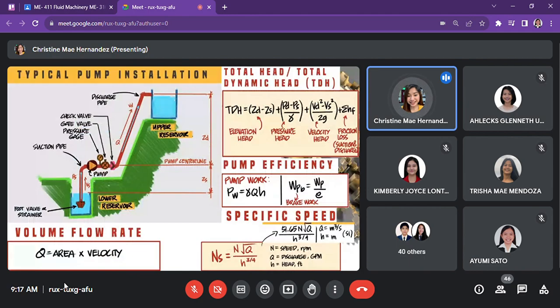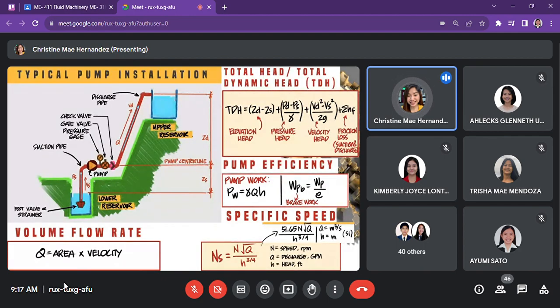Ayan. Typical pump installation, we have meron tayo ditong lower reservoir and si upper reservoir. Meron din tayong suction pipe, check valve, gate valve, and pressure gauge. Meron din tayong discharge pipe. Si continuity equation, magagamit din natin dito yung volumetric flow rate, which is Q equals area times velocity.